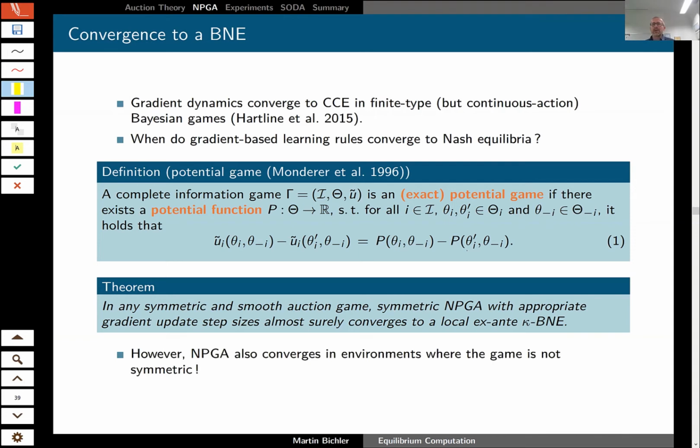And I should also get back to Bernhard's comment. So we also converged in the asymmetric game. So there is apparently some underlying truth that we haven't discovered yet that also makes us converge in asymmetric games.